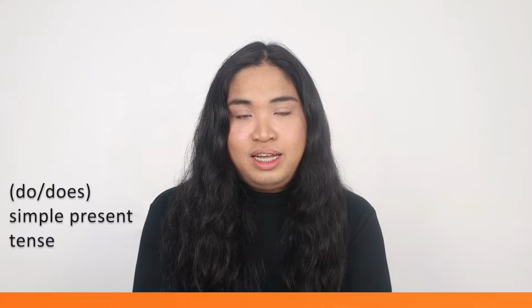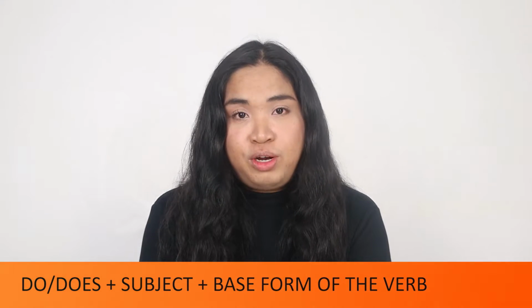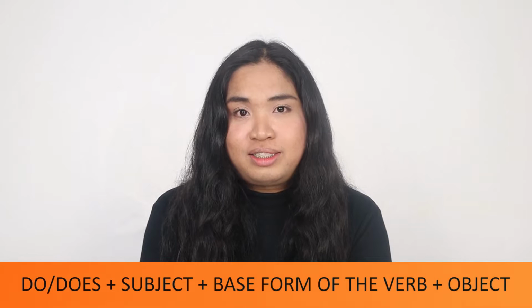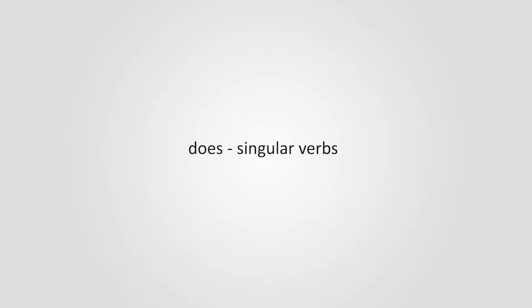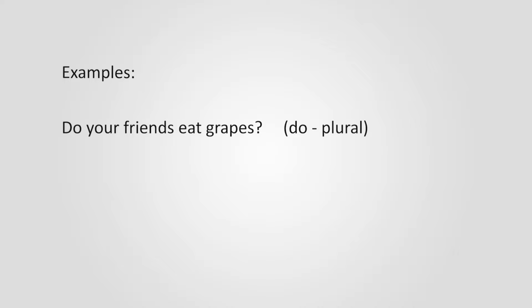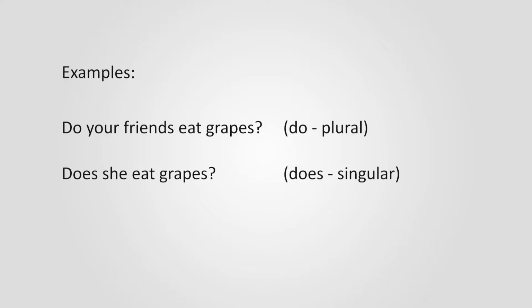To start off, let's discuss the correct usage of do or does in the simple present tense. The pattern is do or does plus subject plus base form of the verb plus object. Use does for singular verbs and do for plural verbs. Here are the examples. For do: Do your friends eat grapes? And for does: Does she eat grapes?